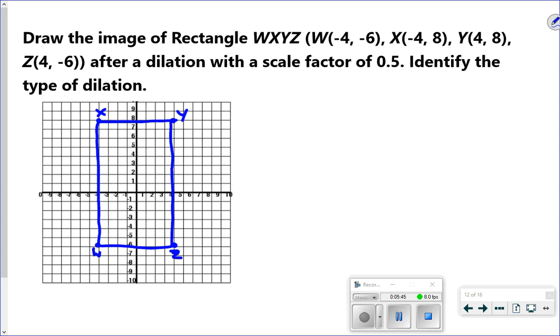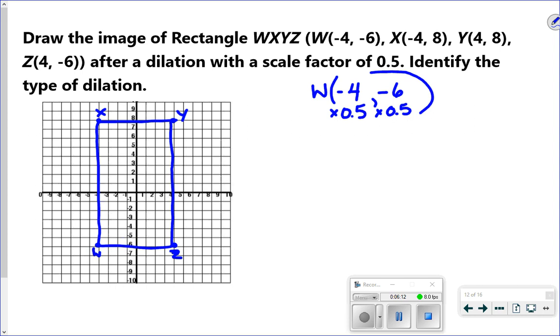All right, so now I'm going to multiply by 1/2. So for W, I can do -4 times 1/2, and I can do -6 times 1/2.